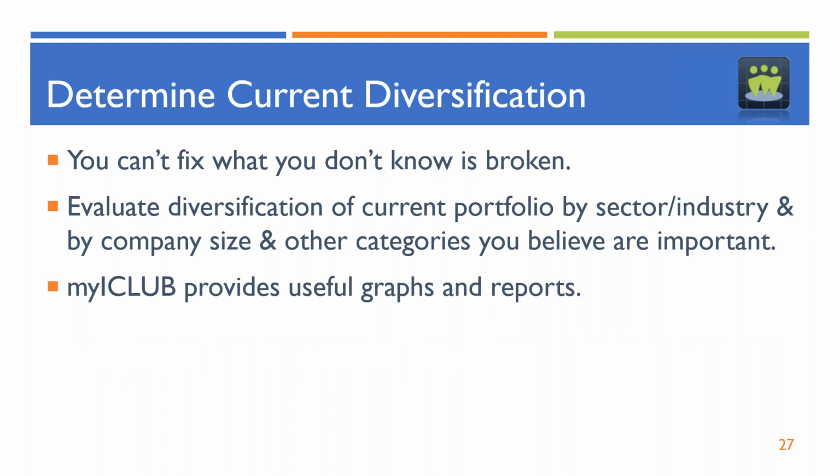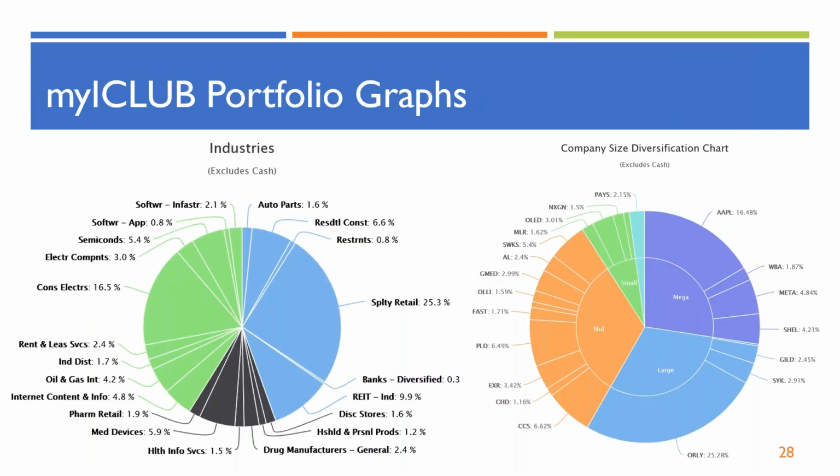And it all starts with knowing your current diversification levels. You can't fix it if you don't know where the problems are. So evaluate, look at the performance reports on my iClub, the diversification reports on my iClub, so that you can understand them. Here are the graphs, which I think are more useful than the reports. On the left is the report by industry. The green, the blue, and the black represent the super sectors, and the industries that are in there are sectors as well, but these are the industries of each of the holdings in this particular portfolio.